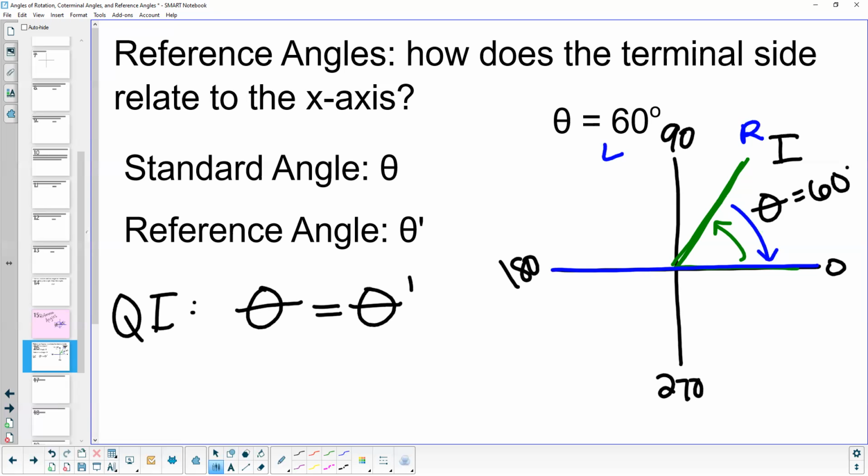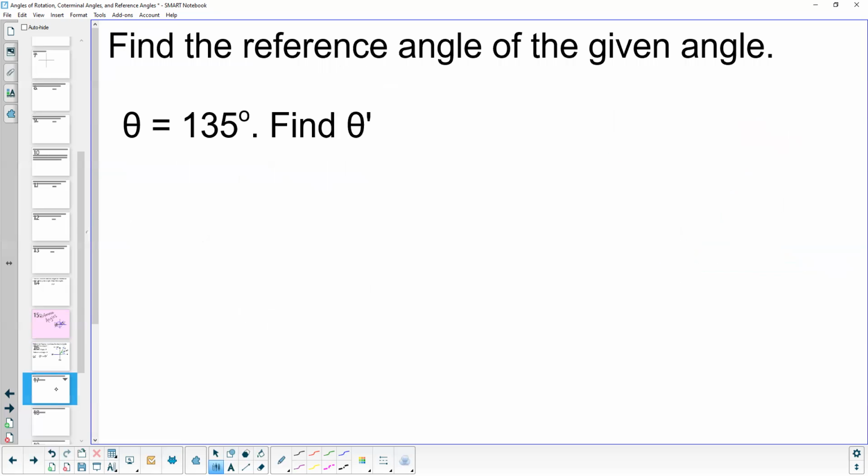Now, this is not going to be the case. The reference angle and the standard angle are the same in the other quadrants. So what we're going to do is we're actually going to go through and explore some different angles, find their reference angles, and in the end, we're going to come up with a method that we can use so that we can find the reference angle in any quadrant of our angles here. So let's take a look at another example.